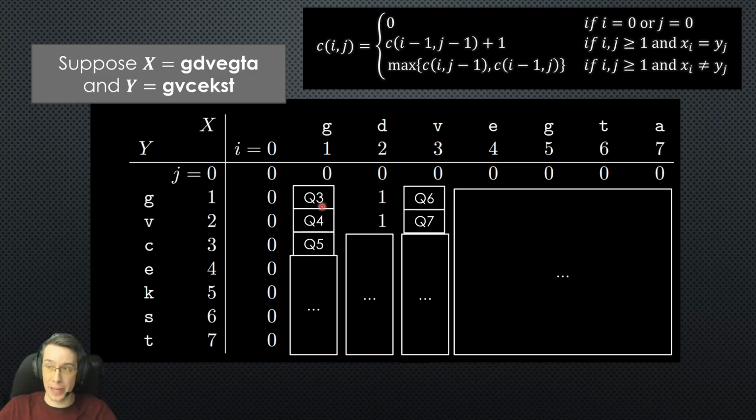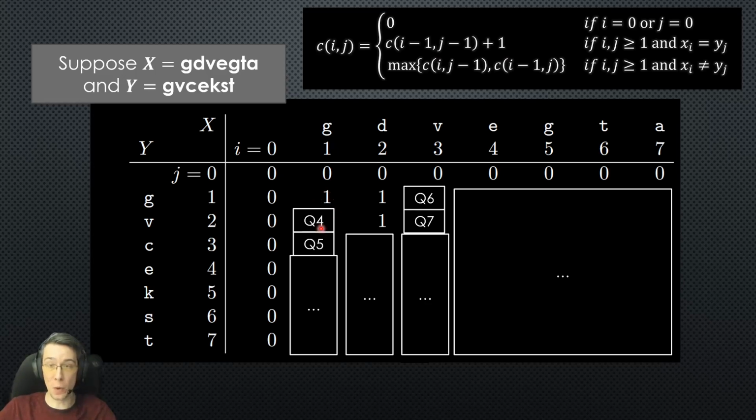So for Q3, we need to figure out which case we're in. We're not in the base case anymore, so we're in one of these two cases. And these two cases differ based off of whether x_i is equal to y_j. Okay, so what's our x_i? Well, if we go up to, this is our i values, right? Here's x, so x_i is G, and y_j is G. They're equal, so we're in this case, so we're going to look at the top left cell to the top left of us, and we're going to add 1 to that. So 0, that's going to become 1.